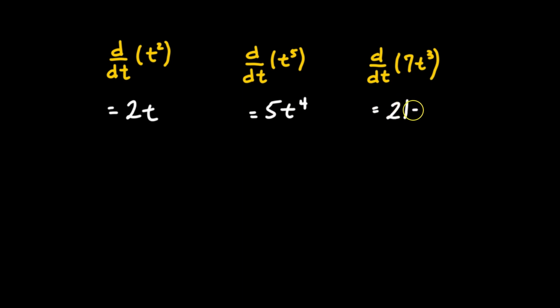If we have a number in front, which we call the coefficient, we're going to leave that there. We're not going to remove it. But instead, we're going to take the exponent and multiply it by that coefficient. So 3 times 7, we get 21. Subtract 1 from the exponent, and we get 21t squared.